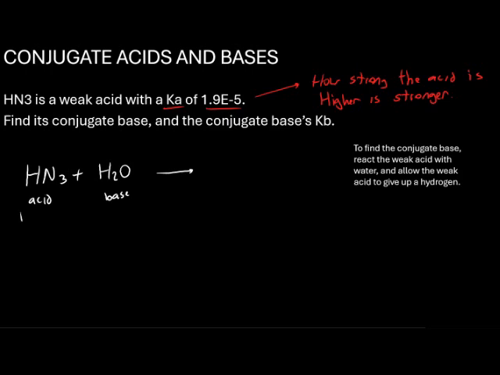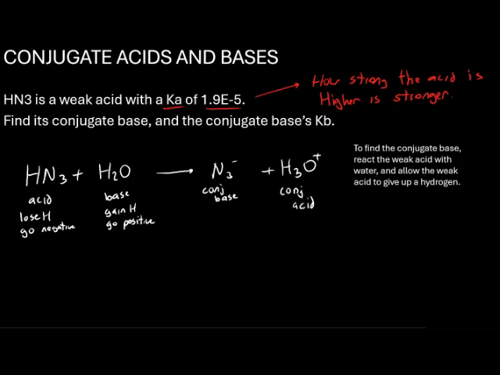Our weak acid will lose a hydrogen, and it will go negative. This will give us N3 negative as our conjugate base. Our base, on the other hand, will gain an H and go positive. Therefore, our base, rather than being H2O, will be H3O positive, and this is our conjugate acid. Now we know the identity of the conjugate base.